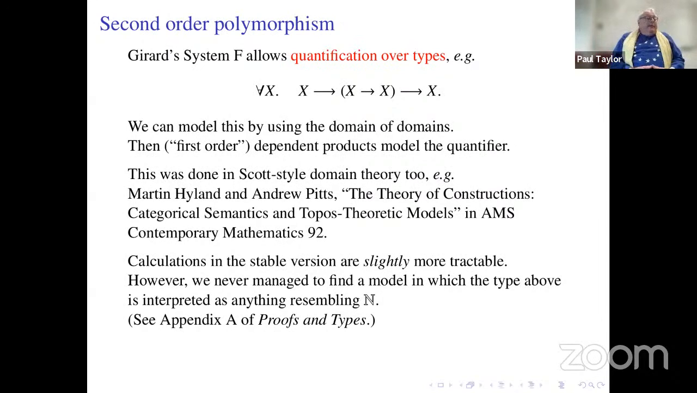Now, if we've got a domain of domains, we can model Girard's System F, which has quantification over types. So this is the Church numeral, the leading example that we might want to apply this to. So we of course generalize function types, with some difficulty, to dependent products. And then if we take the dependent product over the domain of domains, then we have a way of modeling quantification over types.